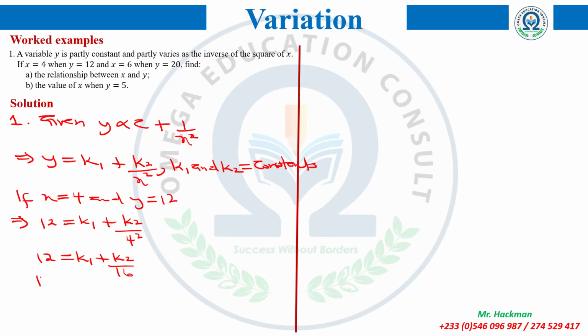So 192 is equal to 16 times k sub 1, so 16 k sub 1, am I right? Yes. Then plus k sub 2. But usually we want to write our terms with unknowns on the left. So when you are moving from here to this, you write it in that form: 16 k sub 1 plus k sub 2 is equal to 192. And that becomes your equation 1. All correct?